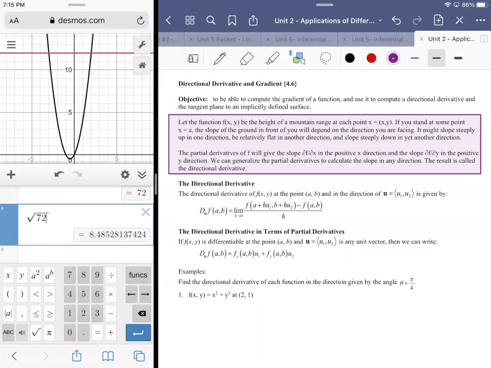Let the function f of x comma y be the height of a mountain range at each point, where x is equal to x comma y. If you stand at some point x equals a, the slope of the ground in front of you will depend on the direction you are facing. It might slope steeply up in one direction, be relatively flat in another, and slope steeply down in yet another direction. So that's starting to get the idea across related to multivariable functions.